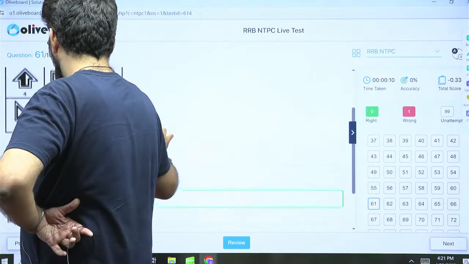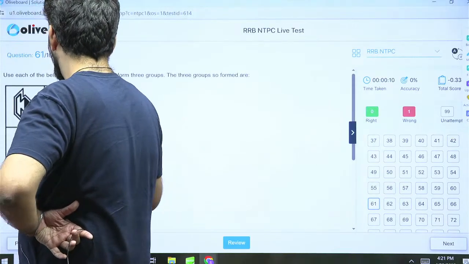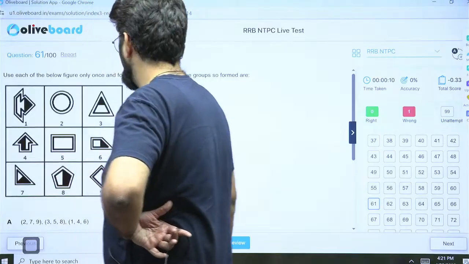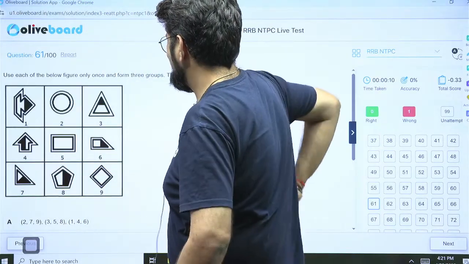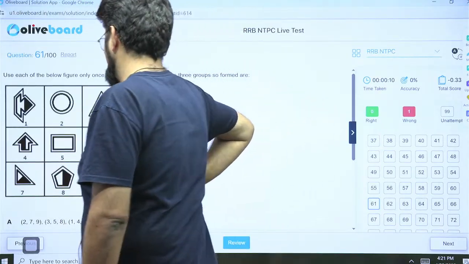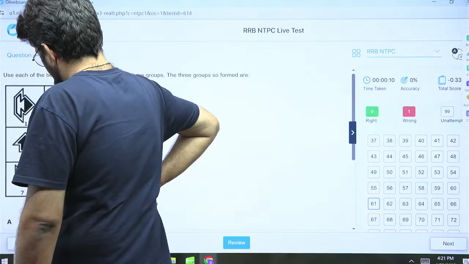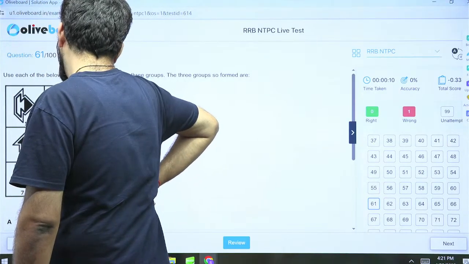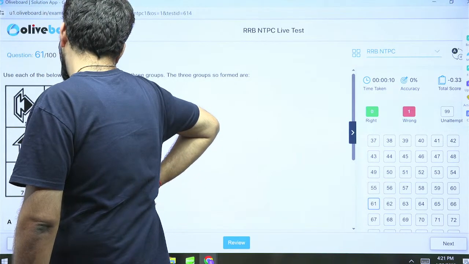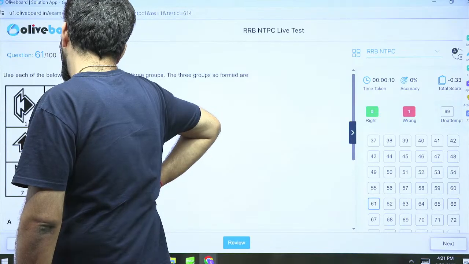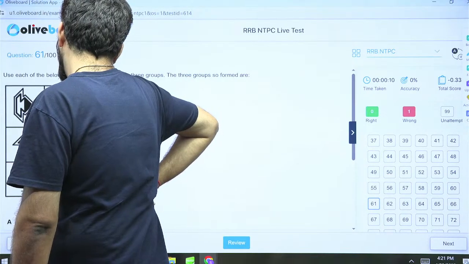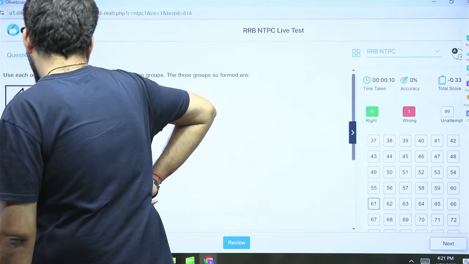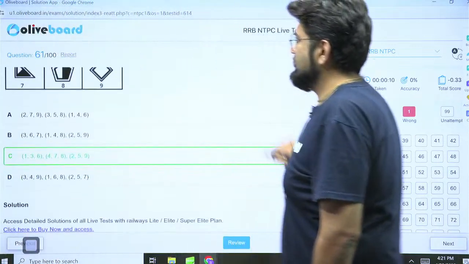Option C is the right answer, but I can't see a logic here. 1, 3 and 6. Why will 1, 3, 6 be in the same league, and why will 7, 8 and 4 be in the same league? I'm not sure. We'll have to check this, okay?